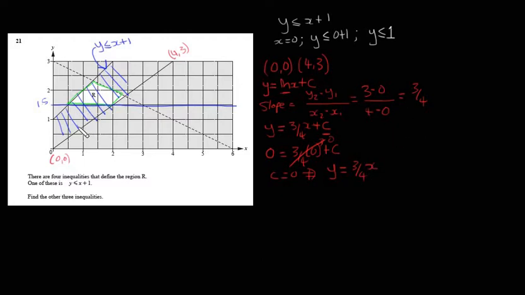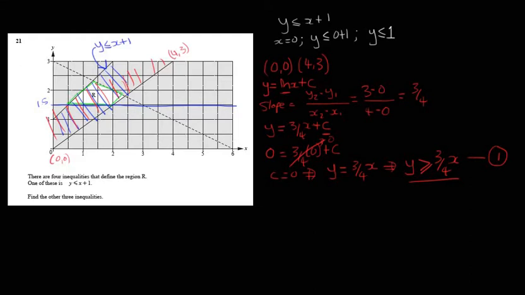If you see the line, y is equal to 3 over 4x is this line, but we need to find an equation which creates this region R. That means we need to shade up so that the shading of all the equations intersect at region R. That means we get our equation y is greater than or equal to 3 over 4x, and this becomes our equation number 1, which we are looking for.